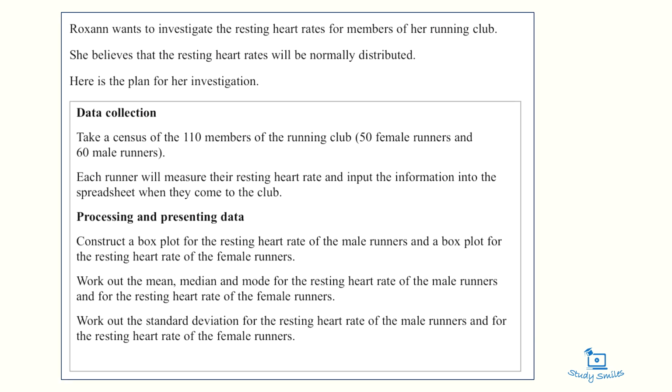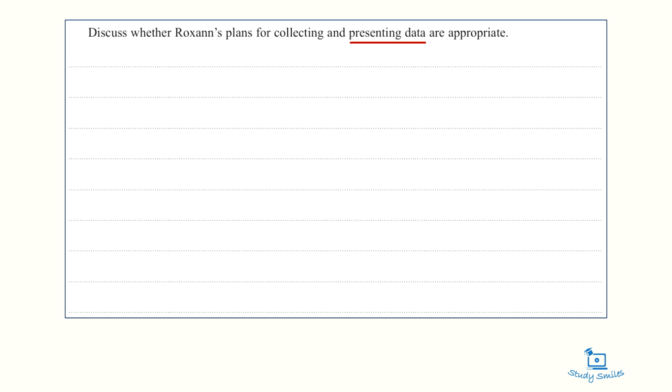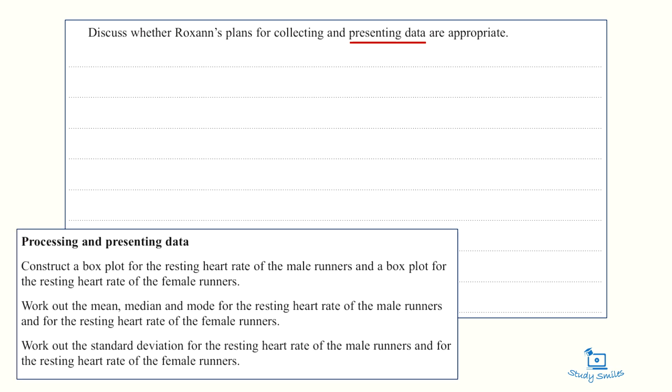So we've covered the data collection element of the question. We now need to consider presenting data. And again, we're going to make 3 statements to try to get 3 marks. Now, it's important to keep in mind Roxanne's overall investigation and that she believes the resting heart rates will be normally distributed. Again, we need to refer back to the information provided in the question.